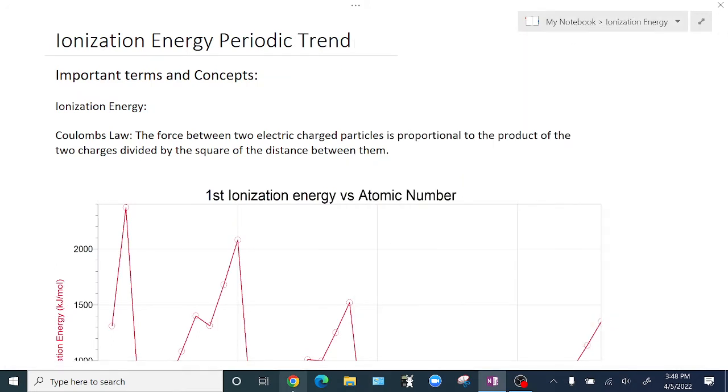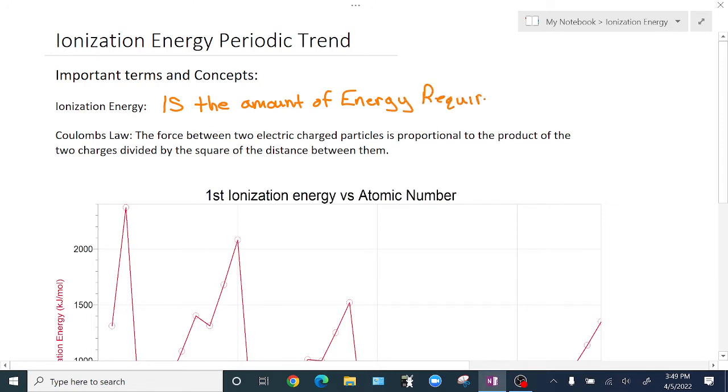we have a couple of concepts or terms that we need to cover before we dig into this concept. The first one is, let's define what ionization energy is. Ionization energy is the amount of energy required to remove an electron.